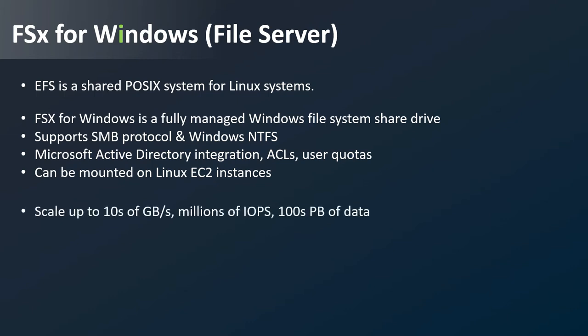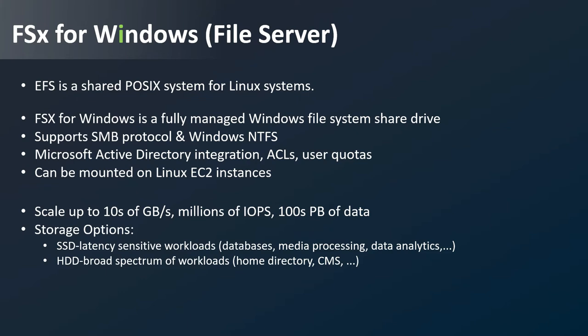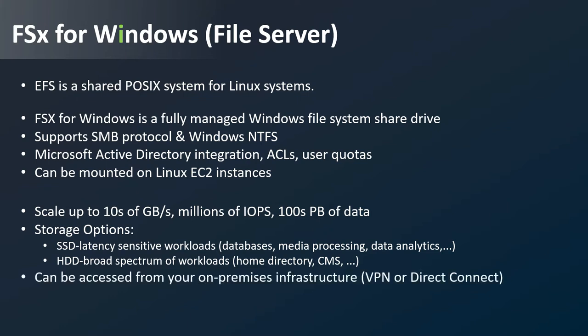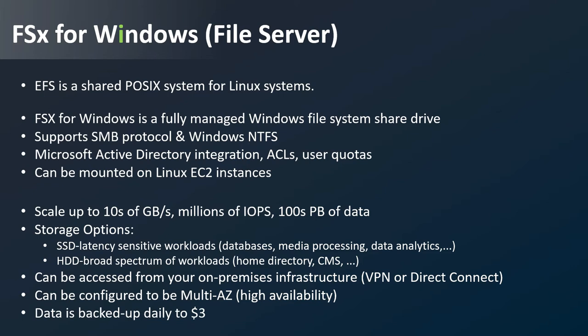Now it can scale up to tens of gigabytes per second, millions of IOPS, and hundreds of petabytes of data. Storage options for FSx for Windows are either SSD, for latency-sensitive workloads, or HDD, a hard drive for other kinds of workloads such as a home directory or a CMS, where latency is less important. SSD is of course going to be more expensive than HDD. FSx for Windows can also be accessed from your on-premises infrastructure using a VPN or the Direct Connect service. You can configure it to be multi-AZ, providing you high availability. You can also back up your data daily to Amazon S3.